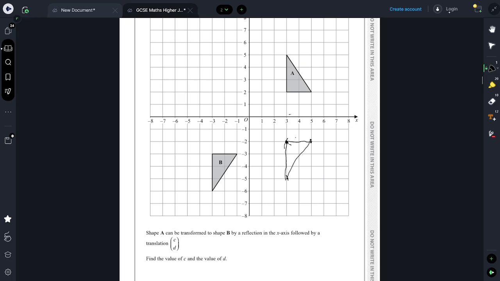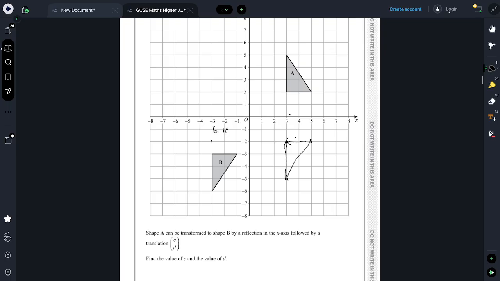Okay, roughly that. Obviously, it should all be straight lines, but roughly that's what you're looking at. That's the reflection. Then it says it's followed by a translation by CD. So try to map the vertices, the corners, onto this shape. So here, this coordinate goes to this coordinate here. So look what's happening. We go 1, 2, 3, 4, 5, 6.